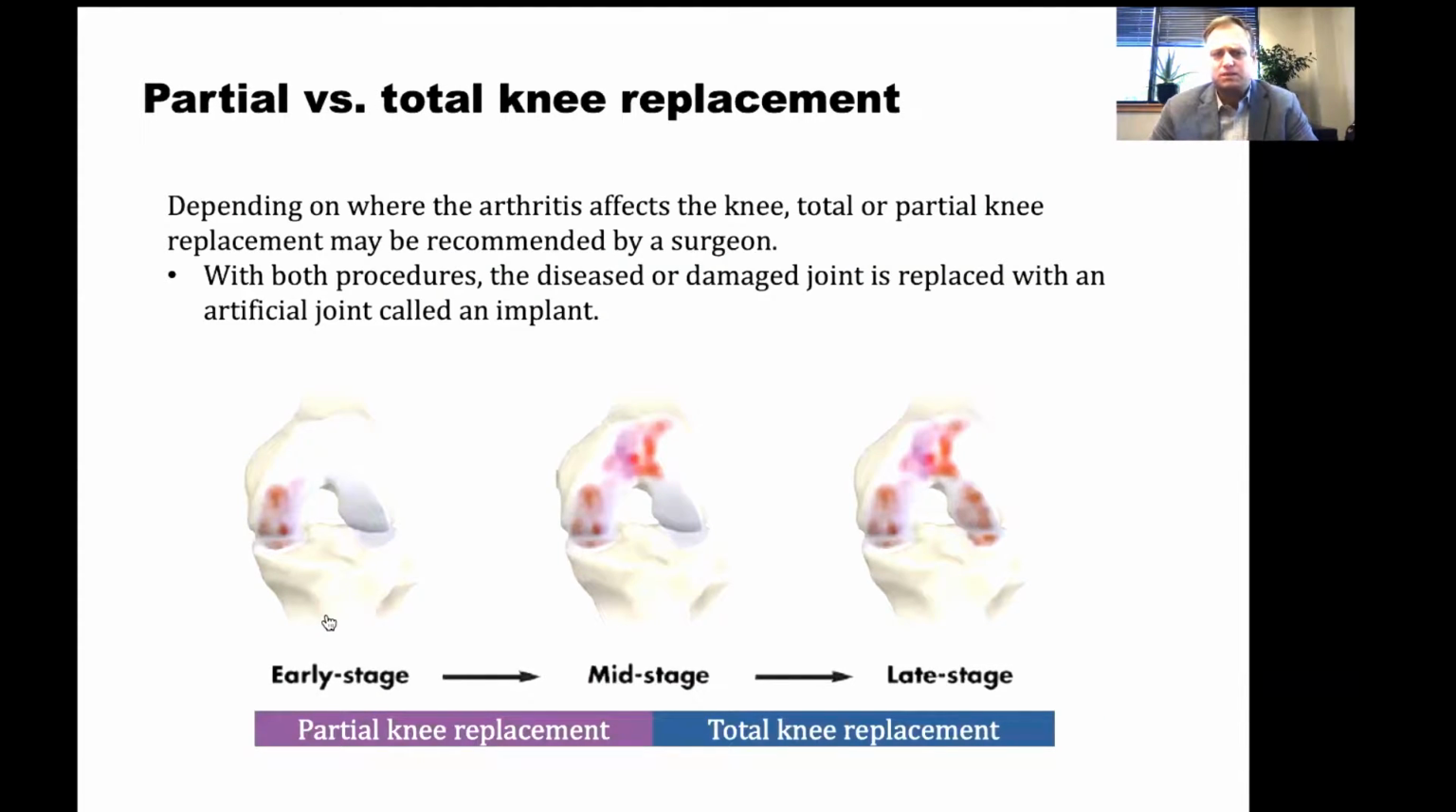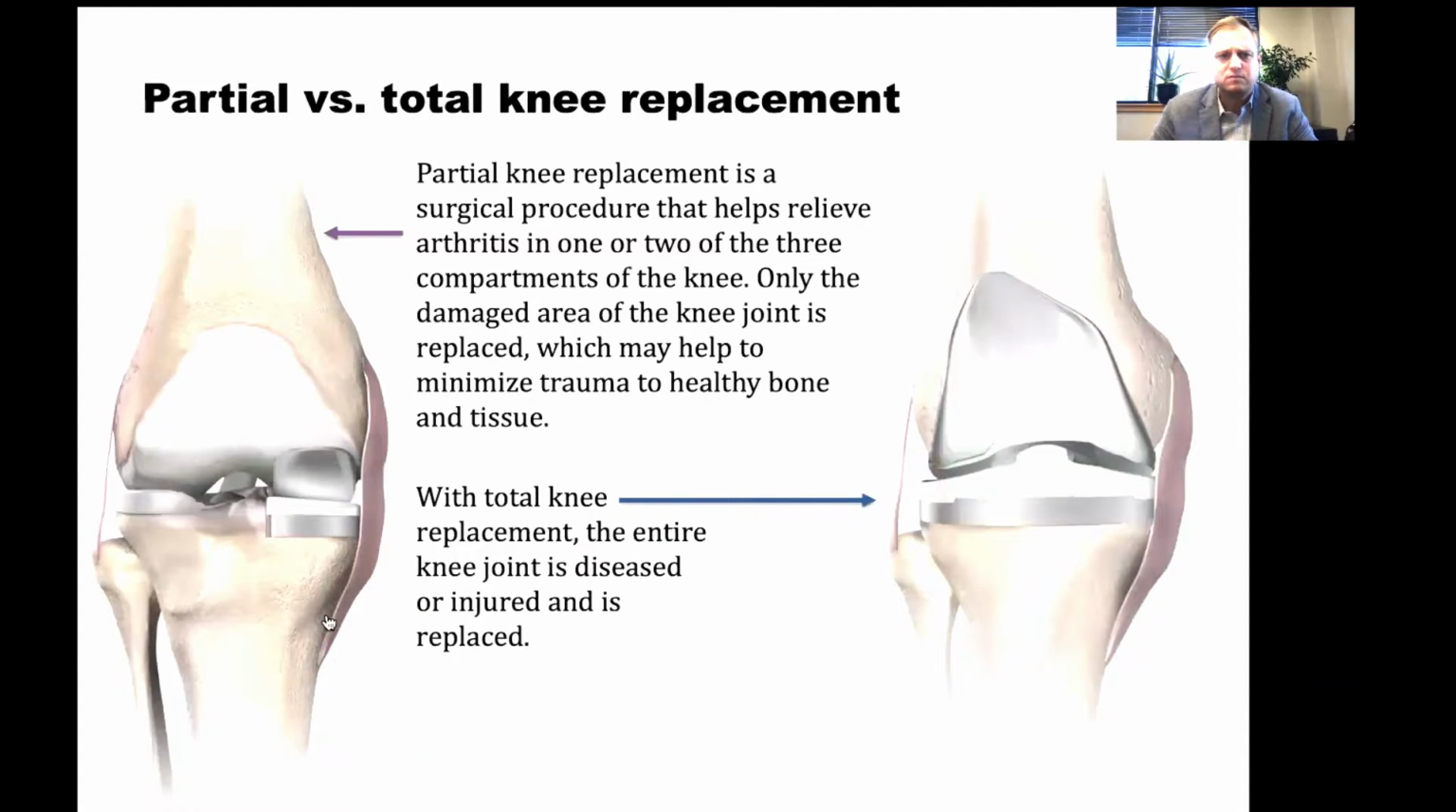Let's talk about knee replacement. I feel very strongly about only replacing the part of the knee that needs to be replaced, whether it's a partial, a two-stage, or a total knee replacement. In a partial knee replacement, we usually only replace the parts of the knee that are damaged, which may help to minimize trauma to the healthy bone and tissue. With a total knee replacement, it's a complete resurfacing of the knee, where we're changing the surfaces of both the femur and the tibia on both sides, and often the kneecap.